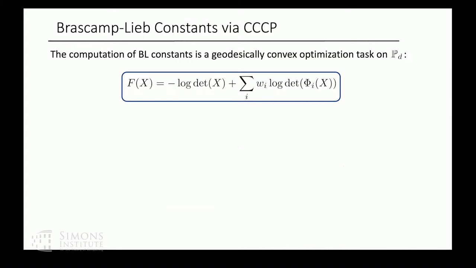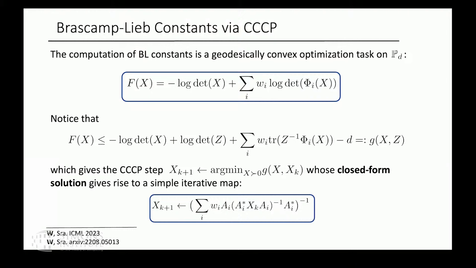In order to do this, we analyze a slightly different formulation of the problem than what was used to derive Gurvits's algorithm, but one that nevertheless goes right back to the original work by Brascamp and Lieb. Namely, we look at this optimization problem, again defined on the manifold of positive definite matrices, that has a difference of convex structure, and it is geodesically convex. So basically, it fits into our subclass of problems for our CCCP framework. And importantly, the CCCP oracle in that case can be solved in closed form, and that gives the simple iterative map that you see here on the slide.